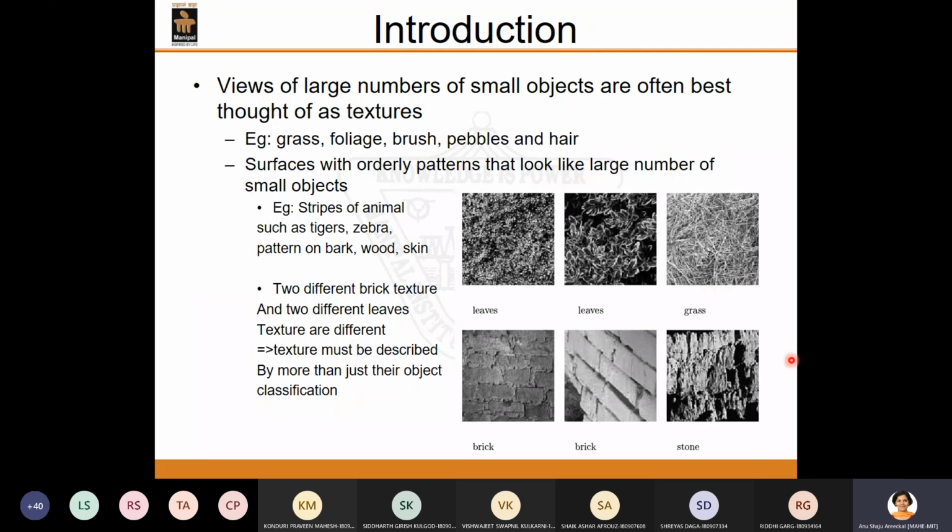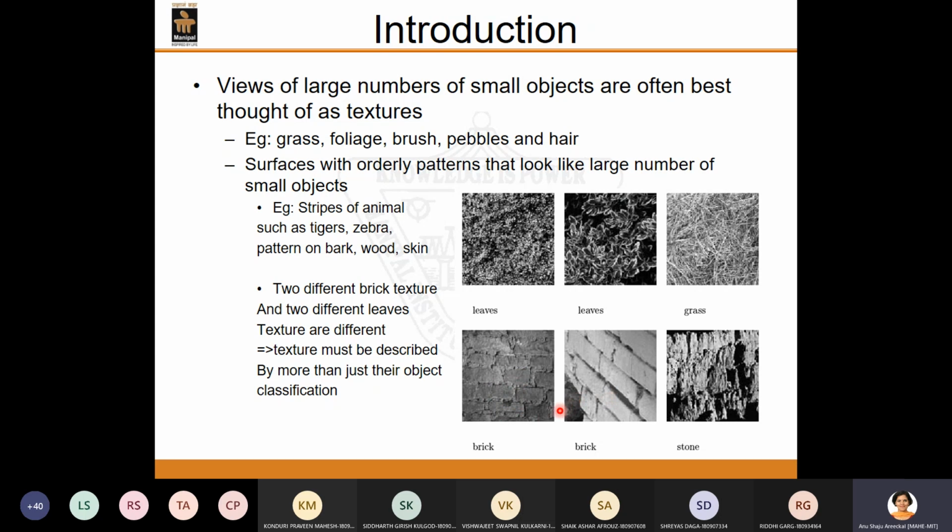Here in this slide, what you see are some images where texture plays a very important role. We see images of leaves, an image of grass, and images of bricks and a stone. If you look at these images, the particular region of interest has a certain form of texture, which is repetitive, or you can make out a certain pattern of the different intensity variations in the image.